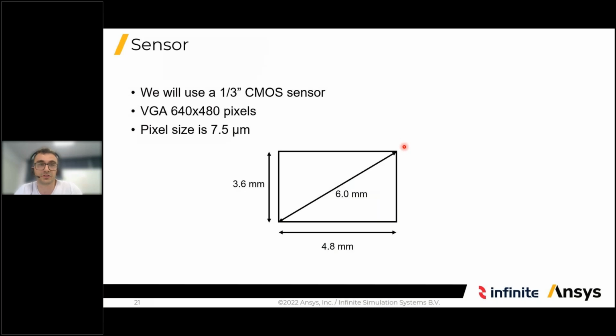So we are going to design a camera, and we are going to do it on the following sensor. It's a CMOS sensor with the following dimensions, and it has 640 by 480 pixels, which means that each pixel has a height and width of 7.5 micron.